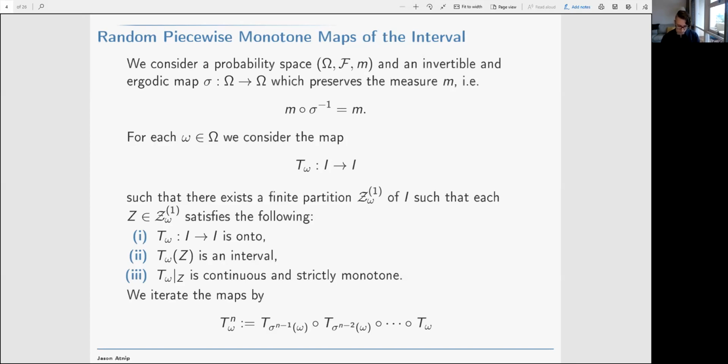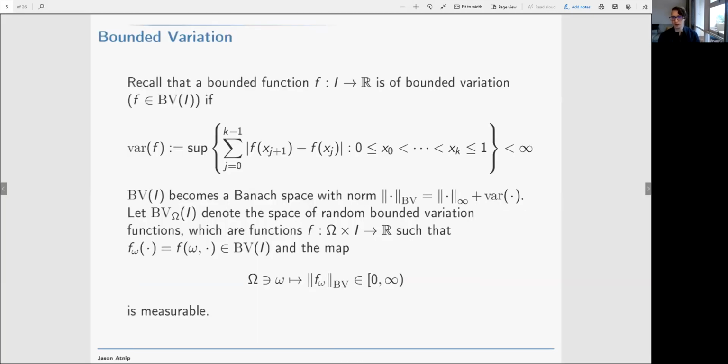Now, I should say for all of the results I'm going to talk about today, we can do the exact same thing for countable partitions. In that case, some of the assumptions that I'm going to tell you will be a little bit more complicated, and we'll need a few extra assumptions. But for the purposes of this talk, let's just keep things simple, and we'll talk about finite partitions, so finitely branched maps.